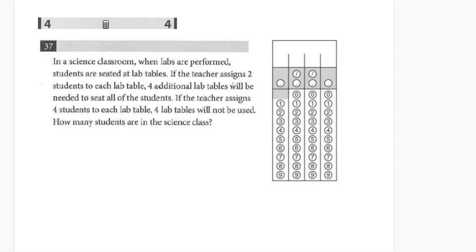So let's address the first situation. If the teacher assigns 2 students to each table, so 2 students times each table, if there are 10 tables, that'd be 20, 15 tables would be 30. 4 additional lab tables will be needed to seat everybody, so we're going to add to that. If we have 4 additional tables at 2 per table, that's going to be 8 more kids. So we have 2 kids for every table, plus 8 more kids when you do the additional 4 tables. So that's under scenario 1.